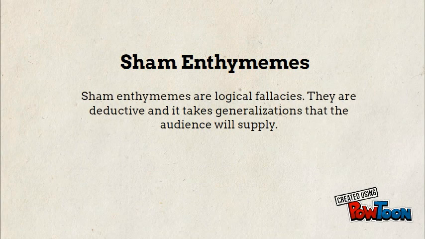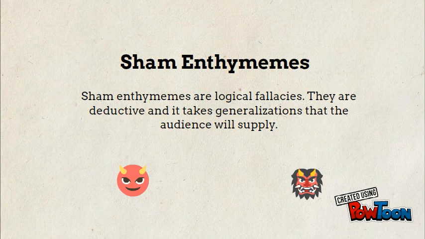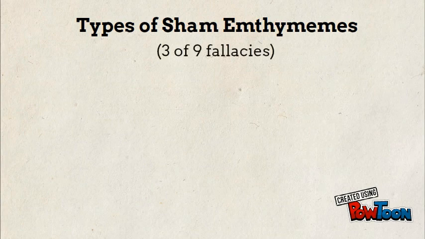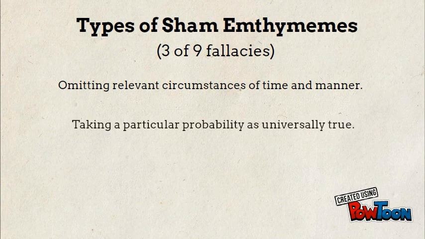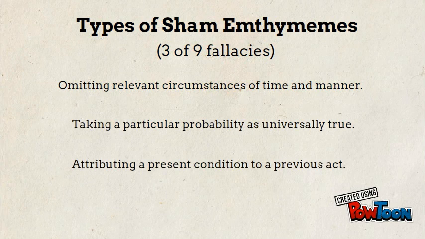The next subject we'll be talking about is sham enthymemes. Sham enthymemes are logical fallacies, and there are about 9 different logical fallacies. They are deductive, and they take generalizations that the audience will supply. Types of sham enthymemes. Our book goes over 9 fallacies. Some of the types of sham enthymemes include omitting relevant circumstances of time and manner, taking a particular probability as universally true, and attributing a present condition to a previous act.